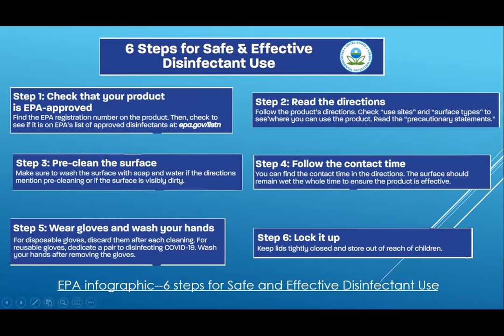Always read the directions very carefully. That applies to any pesticide. It's especially important for antimicrobials, because you need to follow the directions regarding what kinds of sites and surfaces it works on. A common thing people might try to do is use a disinfectant on fabric, and most of them are not effective on fabric. So read the label very carefully, and you want to make sure that you're following all the safety instructions.